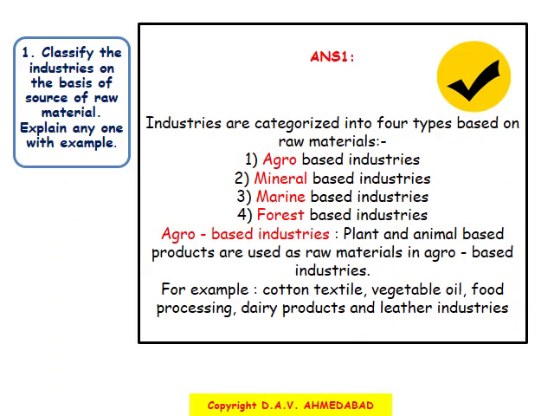The answer for question number 1 is, industries are categorized into 4 types based on raw materials. First, agro-based industries. Second, mineral-based industries. Third, marine-based industries. Fourth, forest-based industries. Now, agro-based industries. Plant and animal-based products are used as raw materials in agro-based industries. For example, cotton textiles, vegetable oil, food processing, dairy products and leather industries.